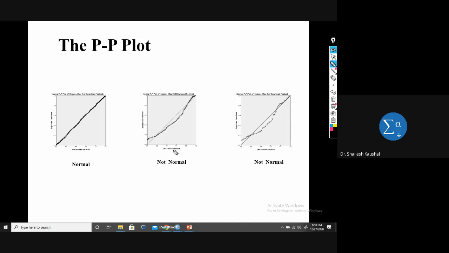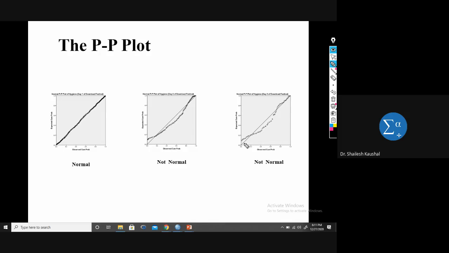Now, second is the day 2 data. The data deviates from this principal diagonal. The data is taking the shape of a curve. So it is not normal, because it is deviating from this line. So that is why this data is not normal.